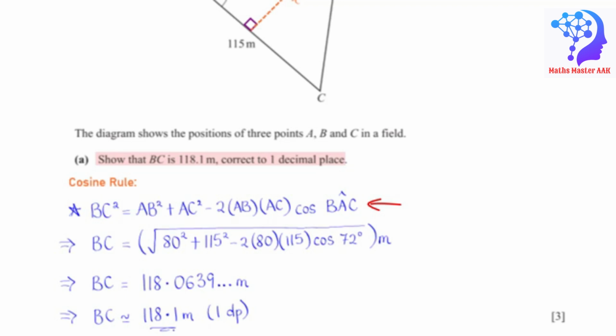When we slot in these values into our equation and make BC the subject, we have the square root of 80 squared plus 115 squared minus 2 times 80 times 115 times cosine of 72 degrees. When we type this into the calculator, we get 118.0639 meters. The first number after the decimal point is 0. The number after 0 is greater than 5, and so we add 1 to 0 and ignore the rest of the numbers. So BC is equal to 118.1 meters, correct to 1 decimal place.